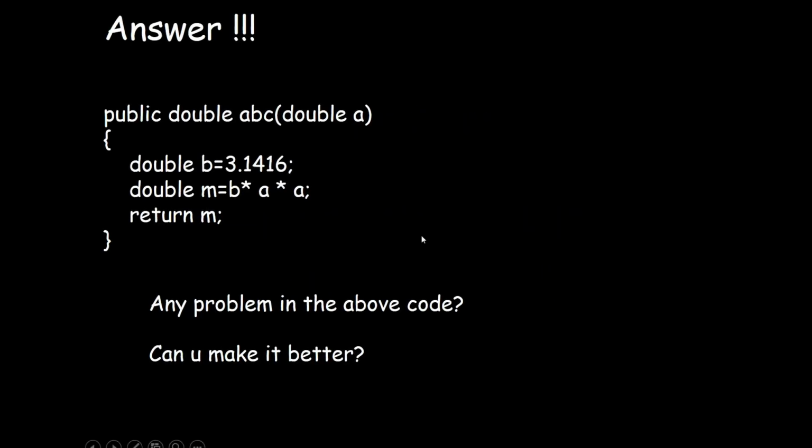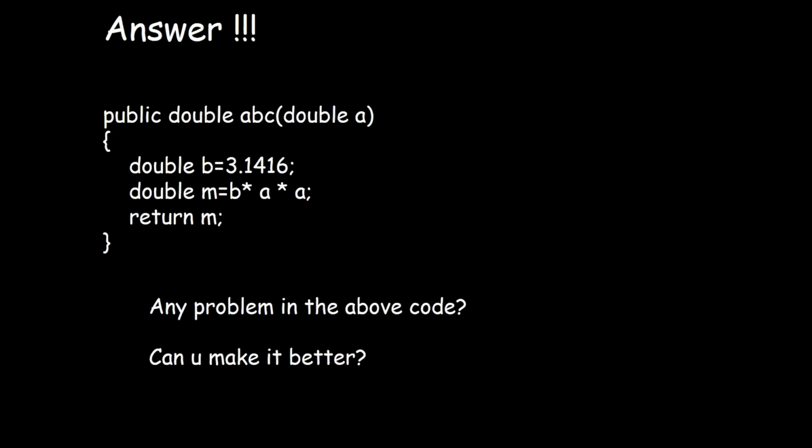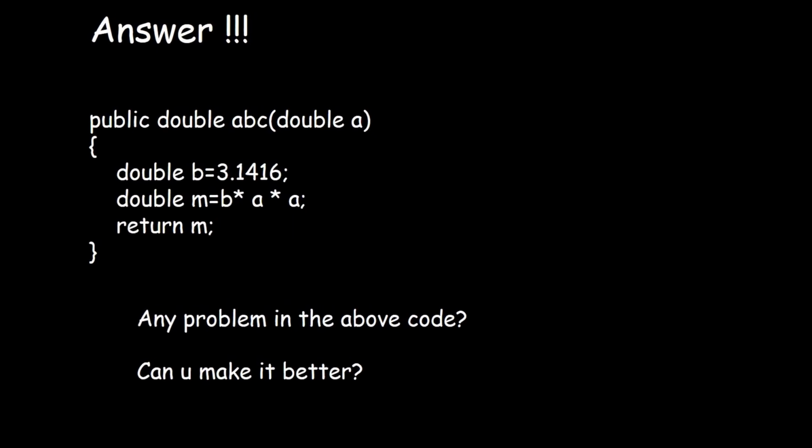So this is the possible answer. It will take a parameter which is double, and there is a pi 3.1416, and the area of the circle is radius square times pi, which is b, and we are returning m as the result or the area. So in a sense there is no problem in this code, right? But the question is, can you make it better? Maybe. So let's see.